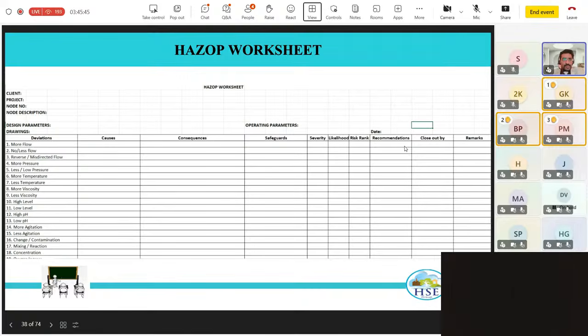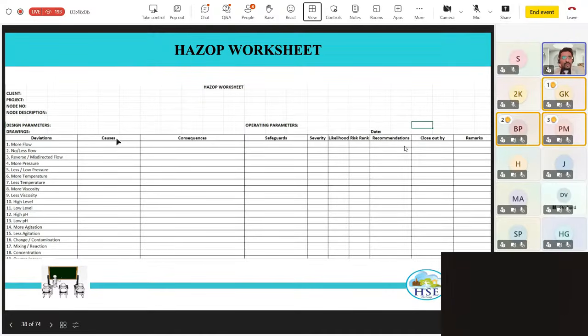This is how your worksheet looks. You have your different deviations. Many times they keep the deviations and parameters separate, like more flow separate and then less flow. However, this is just combined for a single client. So more flow, no flow, reverse flow, less pressure, more pressure. That is how your deviations are.